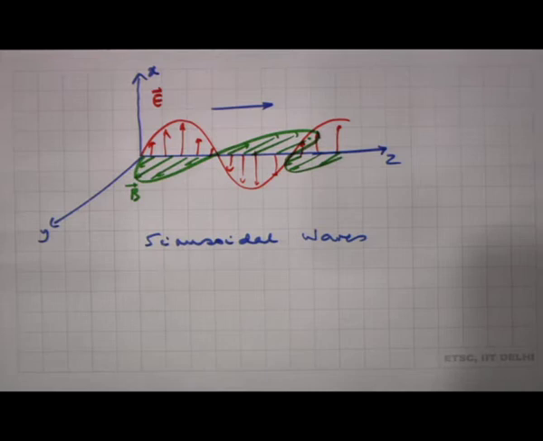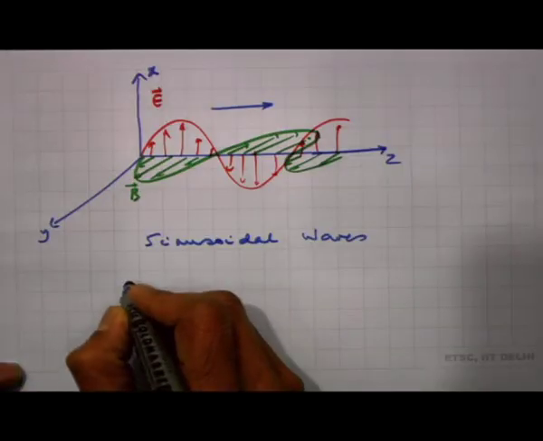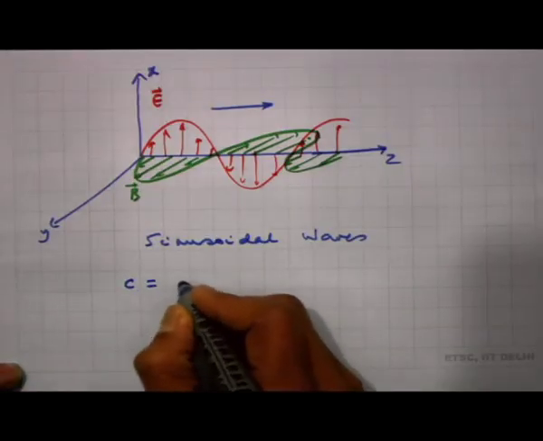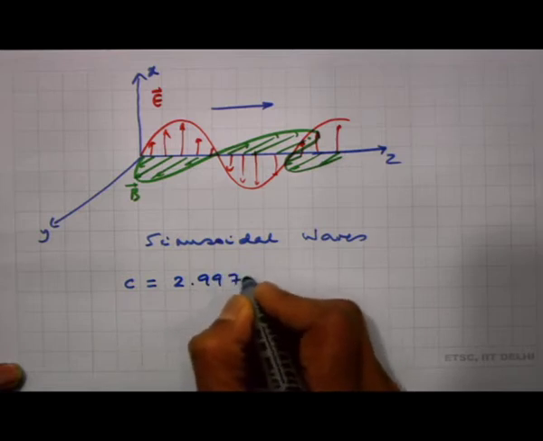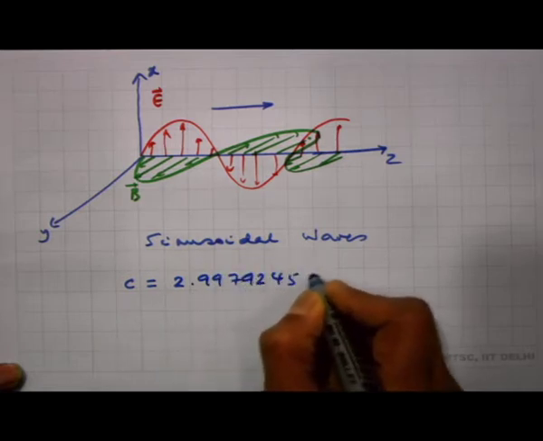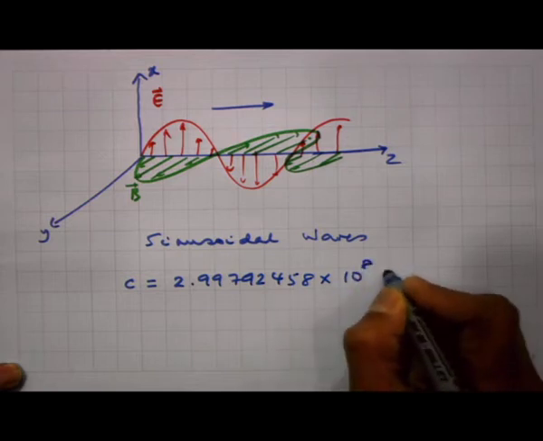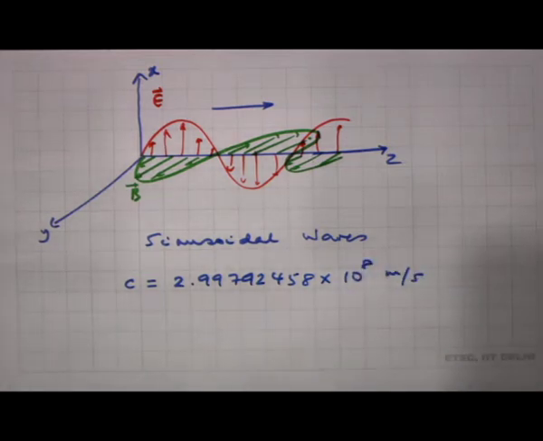And I must mention here now that all electromagnetic waves travel at the same speed in free space, and that value is 2.99792458 into 10 to the power 8 meters per second. This is an exact value now. This is defined as an exact value of the speed of light in free space, and the unit of length, the meter, is defined through this speed of light in free space. And so, all electromagnetic waves travel at the same speed given by c in free space.